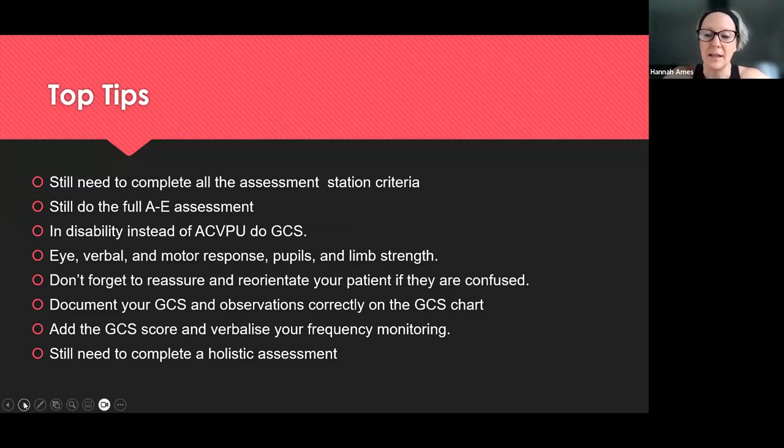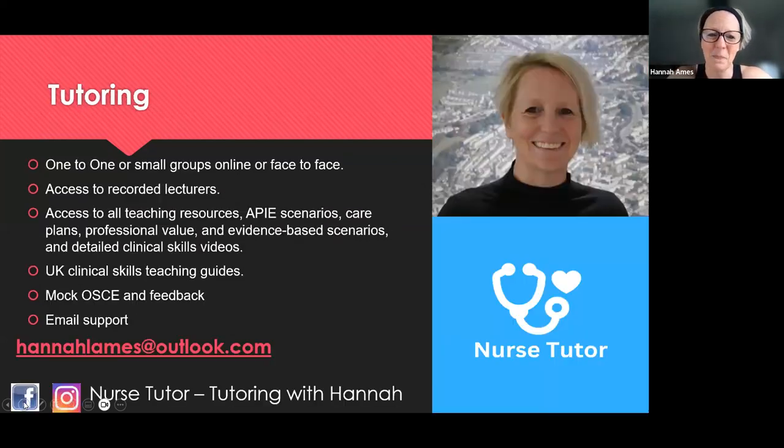You still need to complete a holistic assessment, so you need to manage your time really effectively in the station, because your GCS will take a little bit longer to do, but you still have to complete all the same requirements. I hope you found that helpful, especially to the people that have requested that.